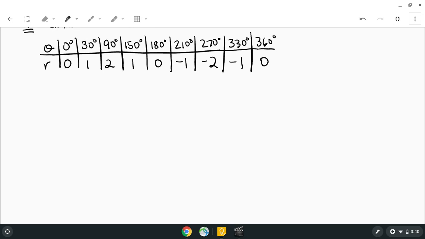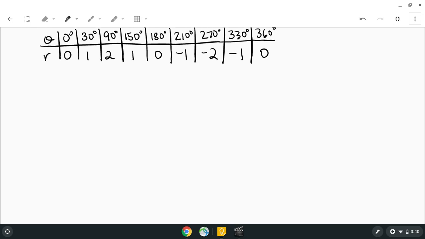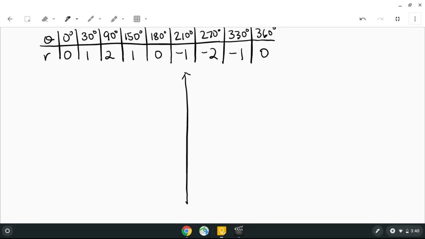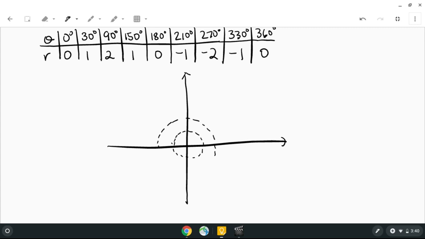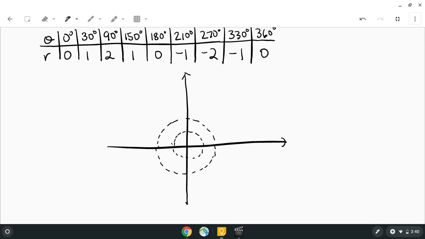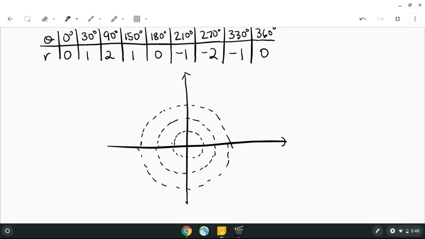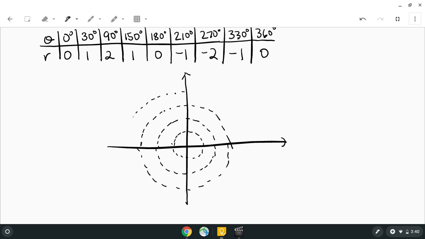So let's take a look. I just went full circle to see what I get, and after that full circle, it starts to repeat. Here's radius 1. Here's a circle with radius 2. Here's a circle with radius 3. And here's one with radius 4, which we don't really need.